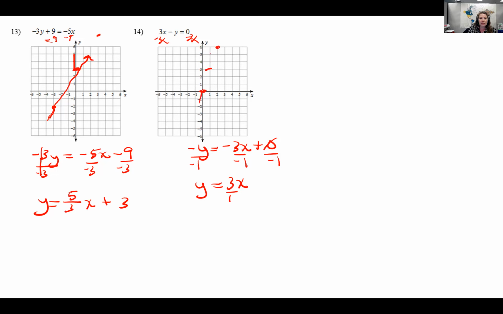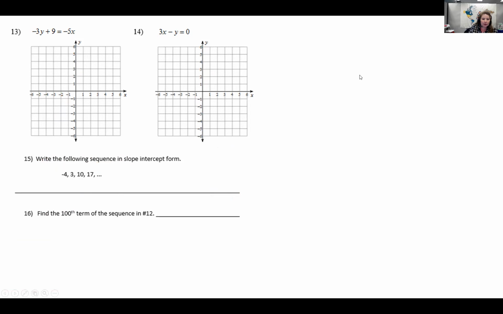All right, number 15, it says write the following sequence in slope-intercept form. So remember when we did this and we added like a t-chart and said, okay, our first term is -4, our second term is 3, our third term is 10, so on and so forth. So what would our 0 term be? How are these changing? They're increasing by 7, by 7, by 7. So 7 less than this would be what? -11? Yep. So my y-intercept is -11.